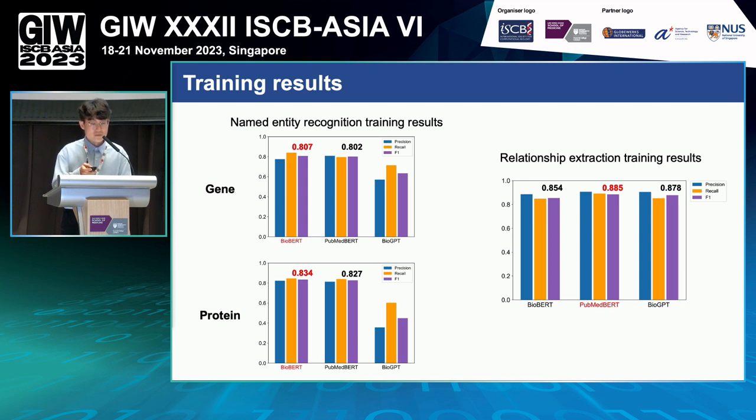For BioGPT, it appears that the model was not adequately trained for the NER task because of the insufficient amount of training data, since BioGPT has more parameters to be trained than the other two models.